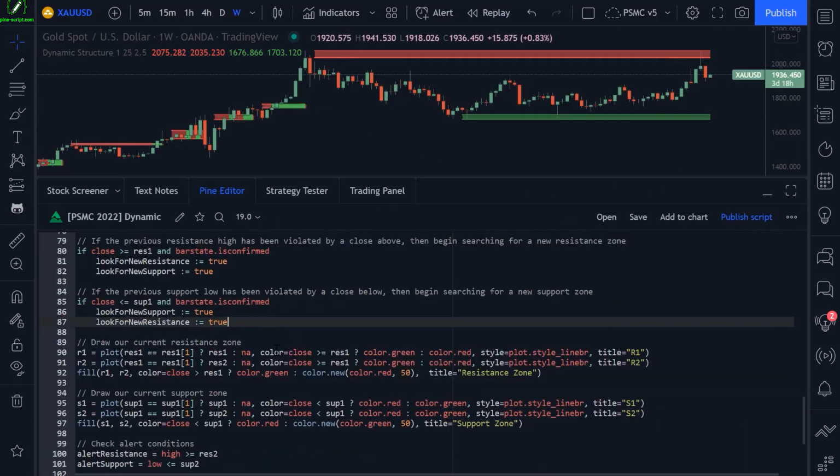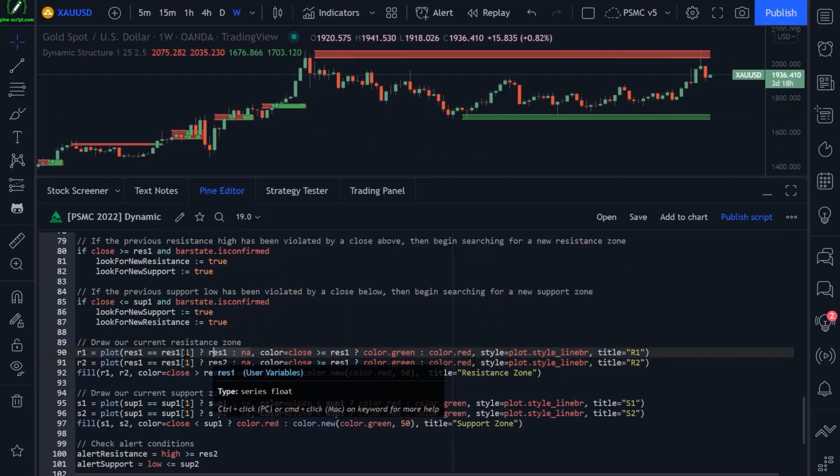And then finally, we draw our zones. So first we draw our resistance zone. So R1 is set to a plot. And here we check, is res1 equal to res1 on the previous bar? If so, we plot res1's price. Otherwise, that means we just had a new zone update and we want to plot NA. If we don't do this, then we'll be joining our lines between each zone.